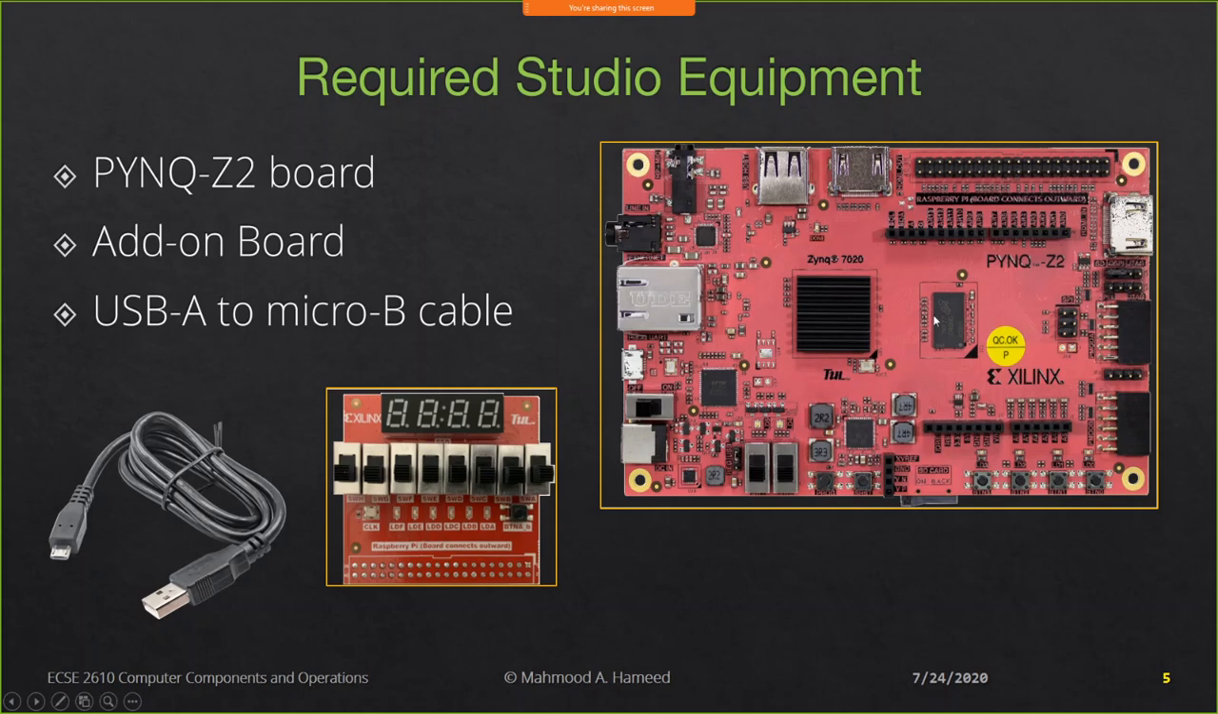Without this board, we would have limited number of inputs and outputs. Specifically, you'll have 2 switches and some push buttons that are shown on the right. So that's why we need the add-on board. So 3 things are going to be required in terms of equipment. One is the Pynq-Z2 board, the other one is the add-on board, and then there is a micro USB cable.